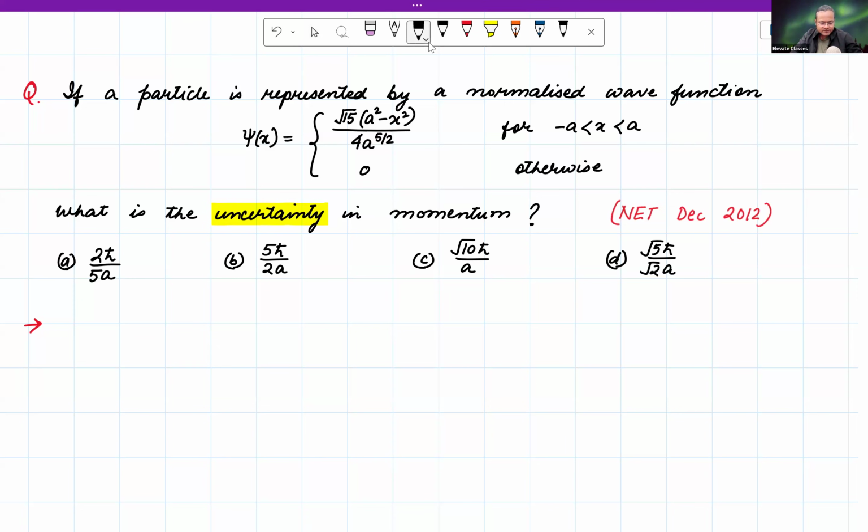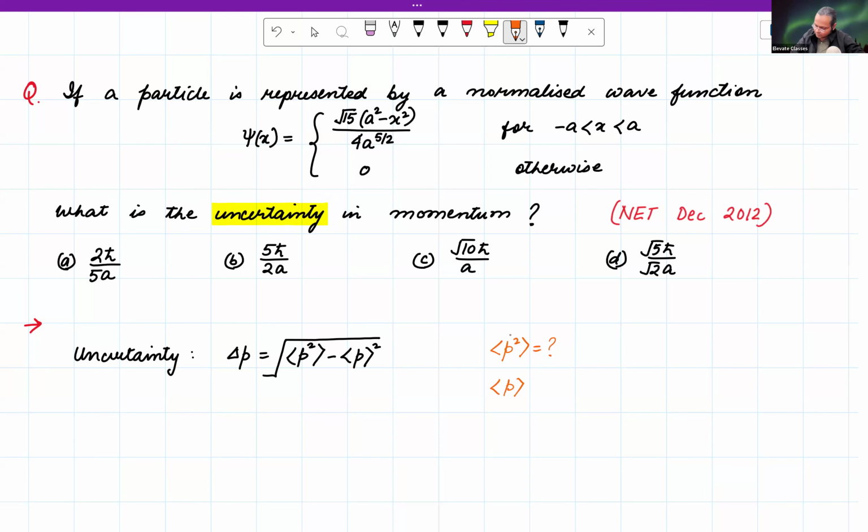So you have to calculate the uncertainty in momentum. So the uncertainty in momentum is given in this manner. So that means we have to first calculate p square and we also have to calculate p. तो ये दोनों हमें कैलकुलेट करने की ज़रूरत है.